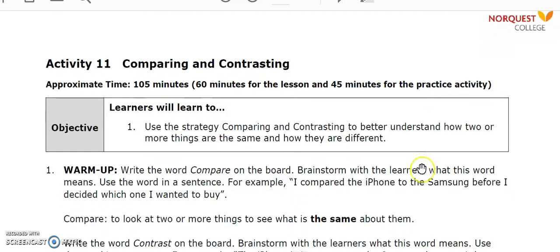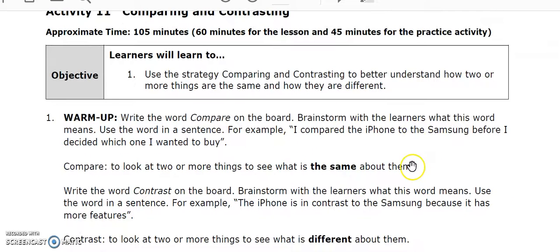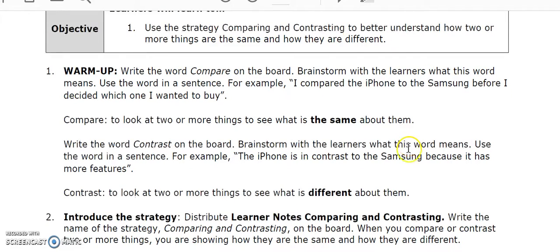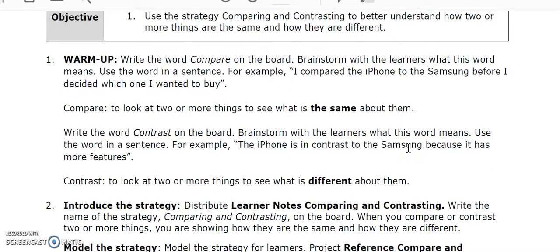The lesson plan for comparing and contrasting gives you a warm-up activity to introduce the strategy and to give the learners an introduction to the new vocabulary on what it means when you compare or contrast two or more things. It also explains to the learner how the strategy will help them to become better readers.